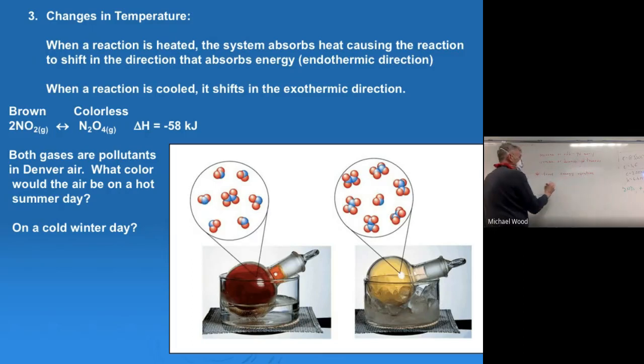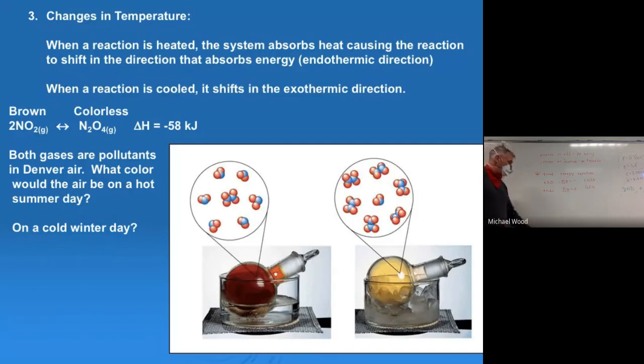Or you could be told it's exothermic, which means delta H is negative. And remember, then energy is on the right. It's a product. Or if it's endothermic, then delta H is positive, then the energy would be on the left.